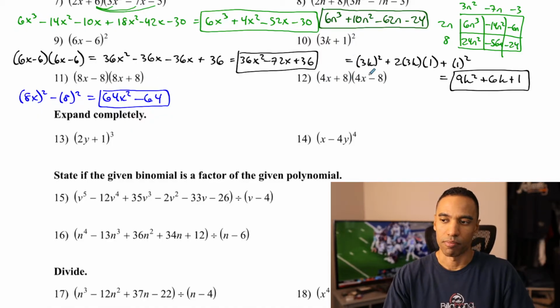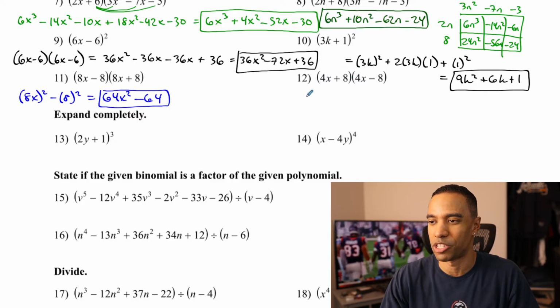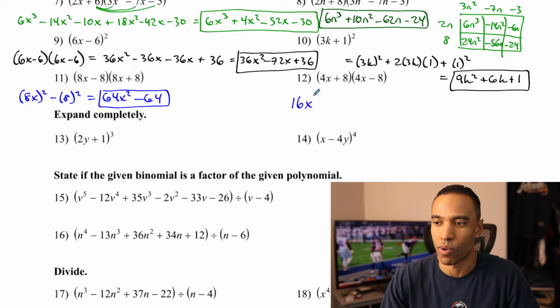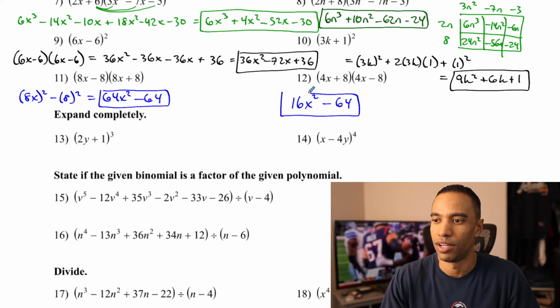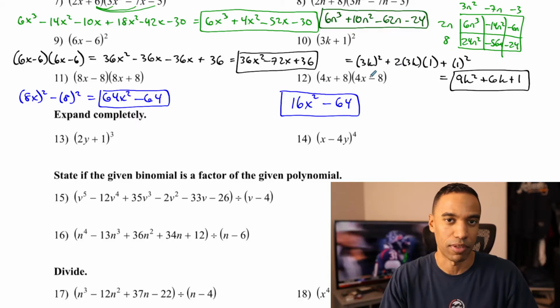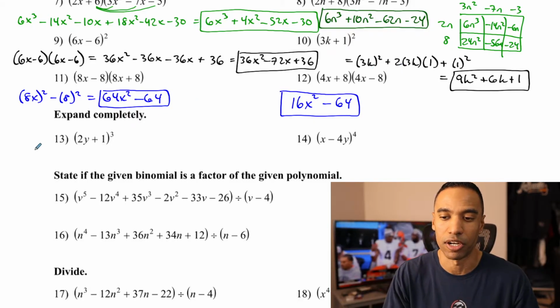Same thing here. Again, I wish some of the problems changed what they were doing instead of 8's again. But again, it's a squared minus b squared. This becomes 4x quantity squared is 16x squared. And then minus 8 squared is minus 64 on number 12. Same thing, difference of two squares. Middle terms cancel out. One sign changes in both binomials.